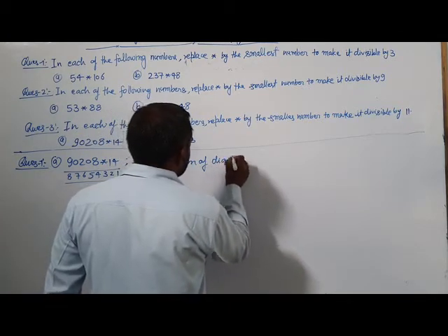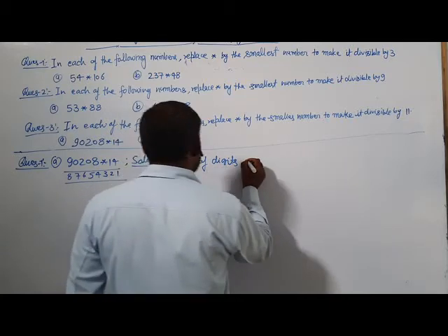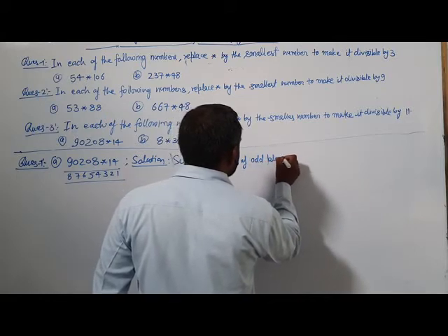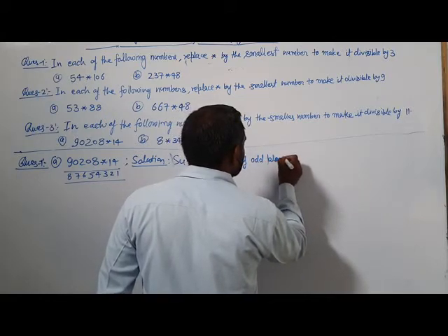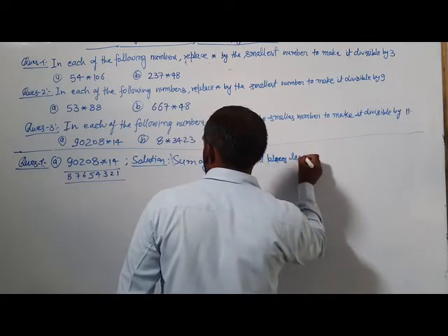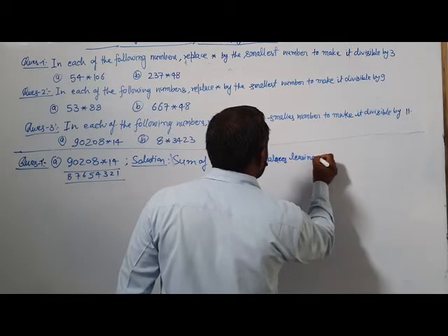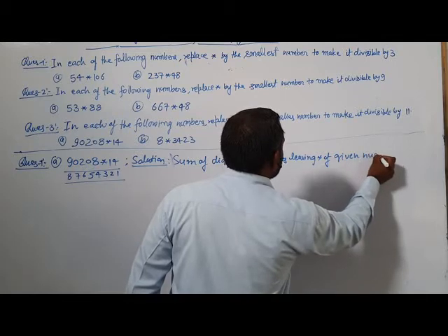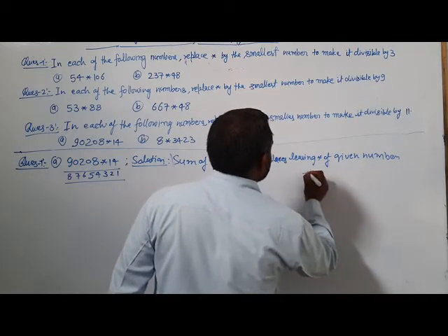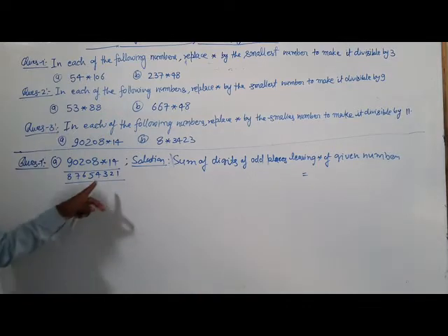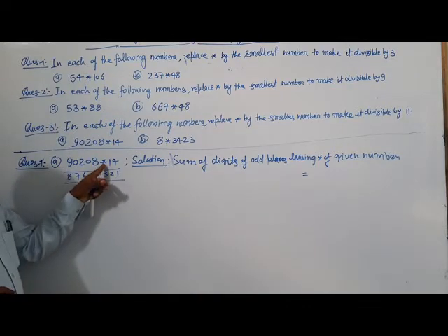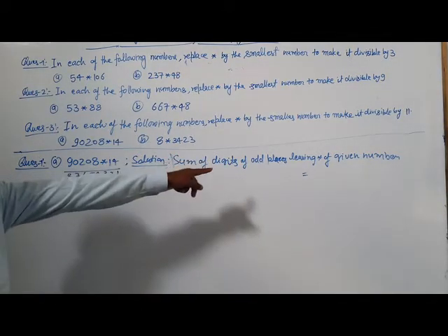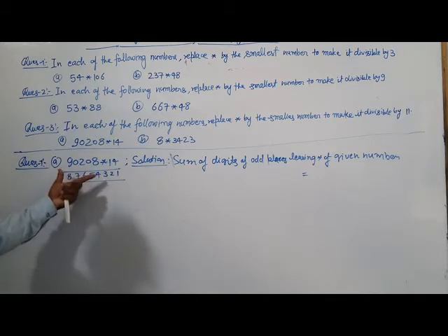digits of odd places, leaving the star of the given number. Here we see that the star is at an odd place. So we add the digits of the odd places leaving the star.